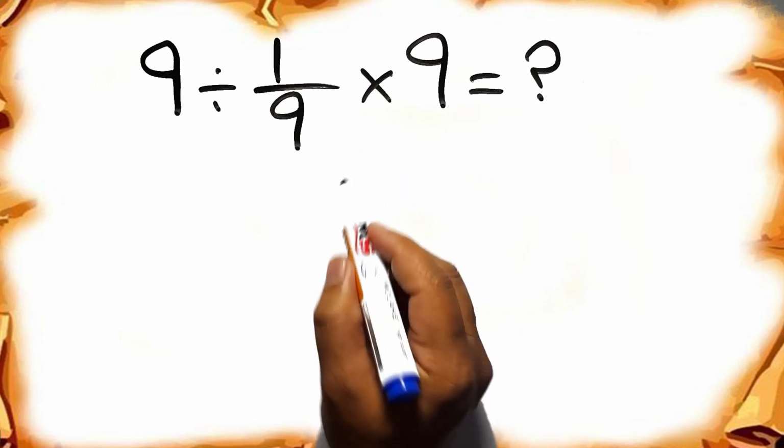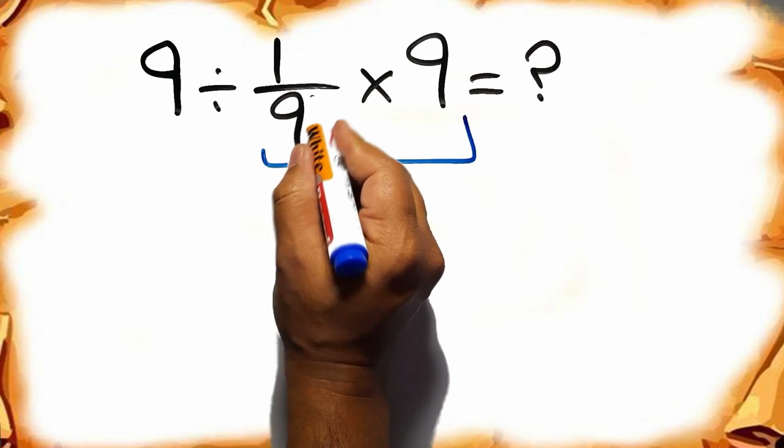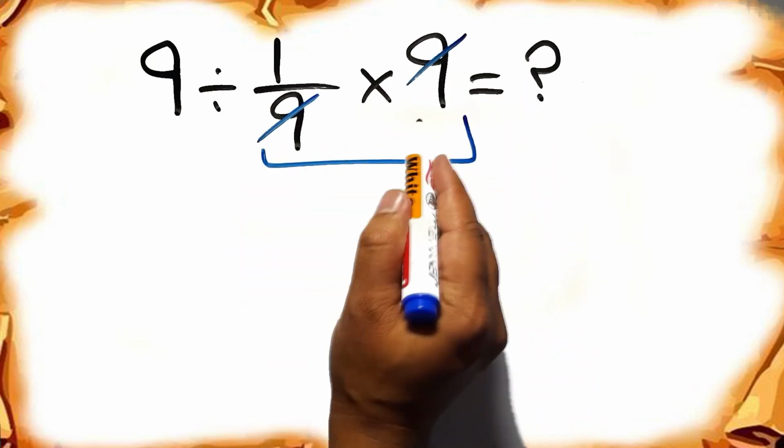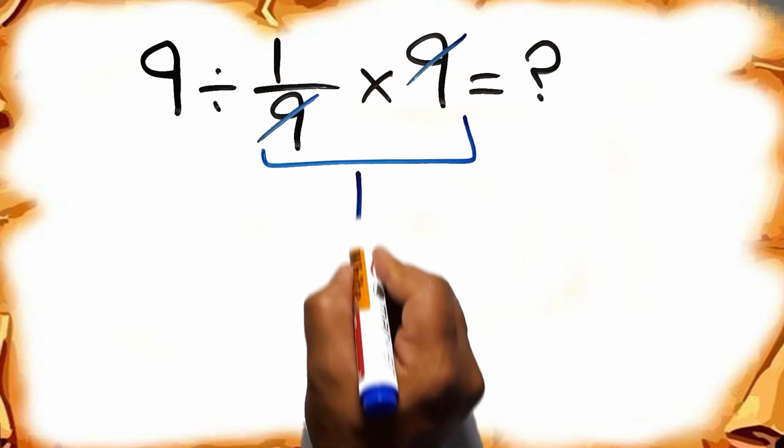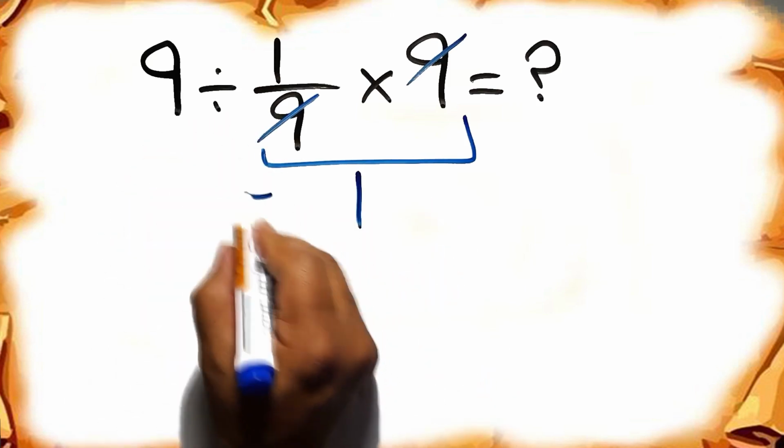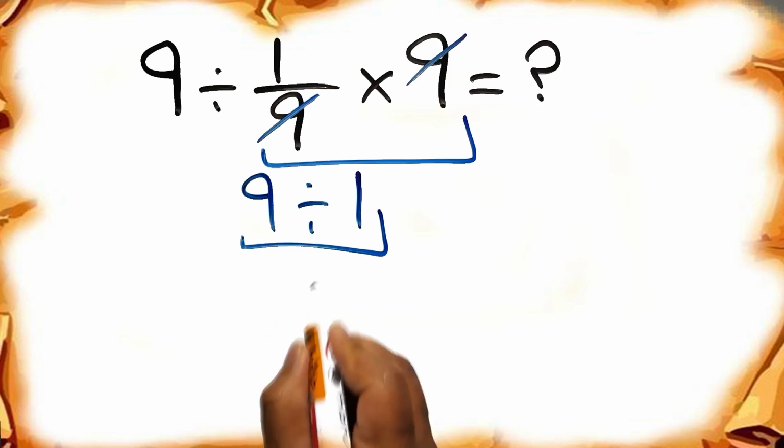First, we do this multiplication, 1 over 9 times 9. We can easily cancel this 9 and this 9, so here we have just 1. And 9 divided by 1 equals 9.